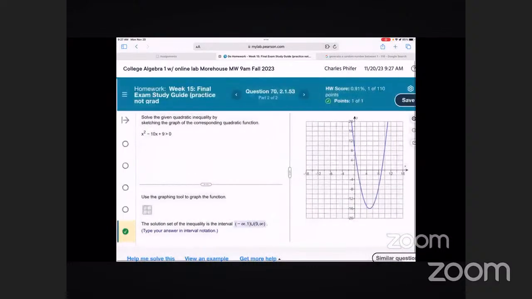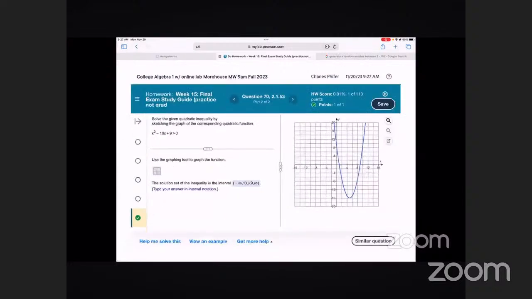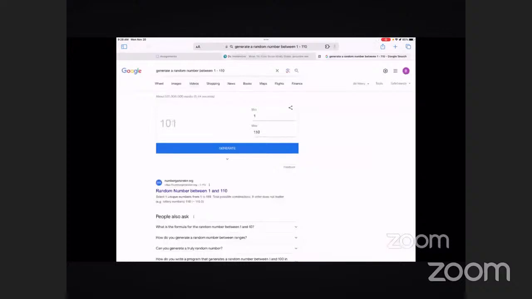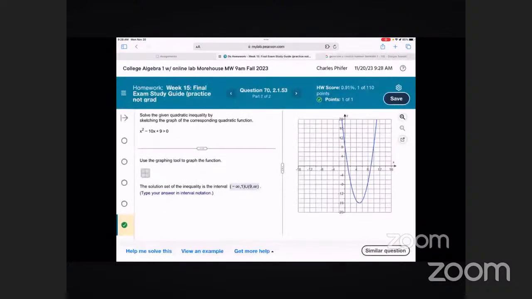Okay, knocking off the cobwebs. At least the study guide will be ready. You have access to it over the break, so anybody that wants to practice can practice. Let's go ahead and generate another one. Let's go to question 101.